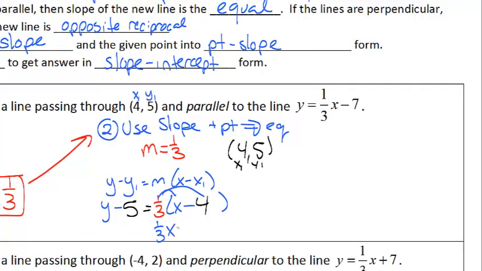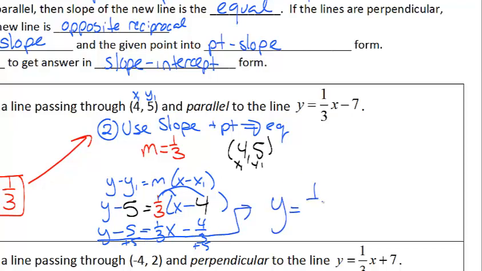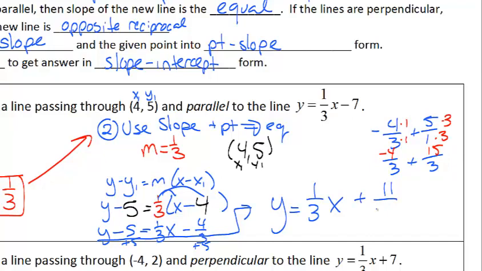So we have 1/3 x minus 4/3. Going to add 5 to both sides. So that gives me y is equal to 1/3 x minus 4/3 plus 5. I don't know that off the top of my head, so I have to use a little bit of fraction work on the side of my paper. So that's 15/3, and negative 4/3 plus 15/3 gets me 11/3. So this is truly the equation of a line passing through 4, 5.